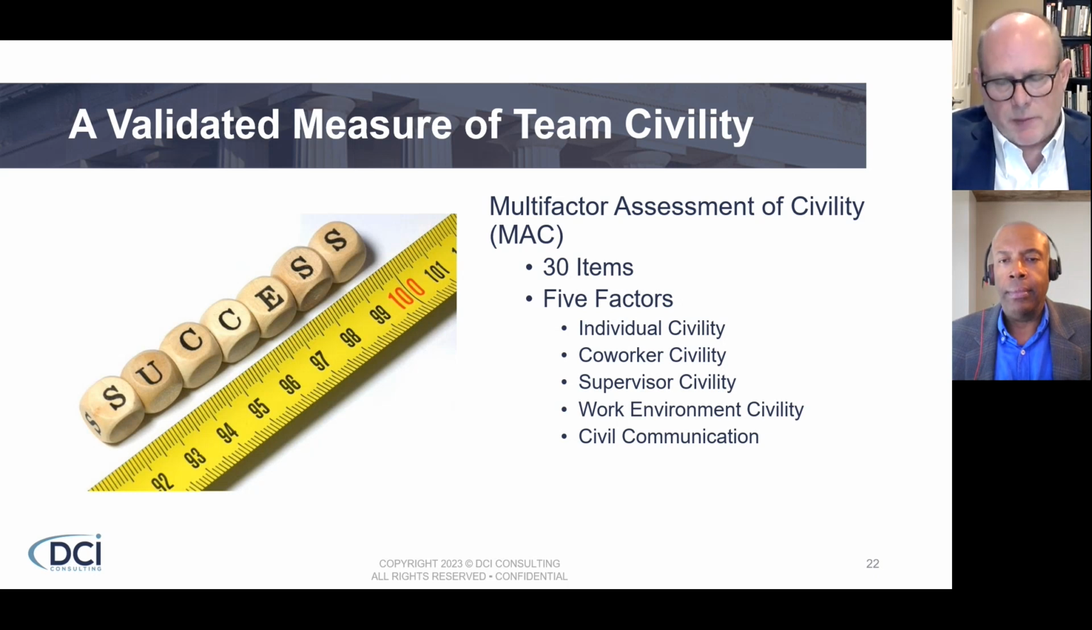So it had 30 items and 5 factors, and these are the 5 factors that we identified. Again, this hadn't been done before in the research. I'll give you some examples in a second. Civility consists of individual civility, coworker civility, supervisor civility, work environment civility, and civil communication. Now, what do we mean by those?